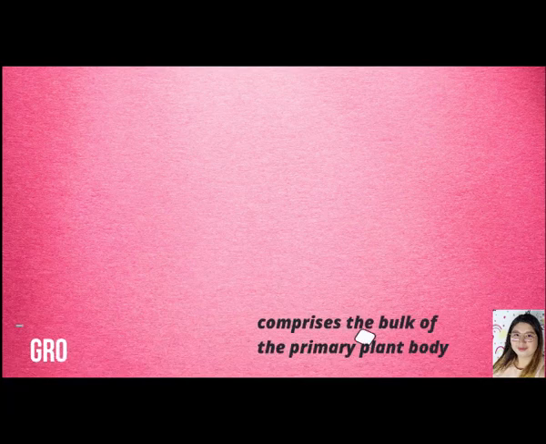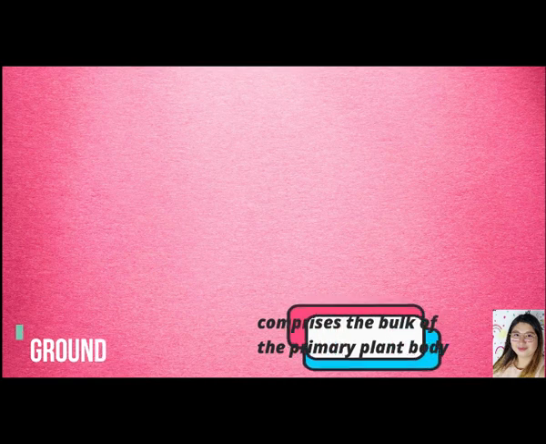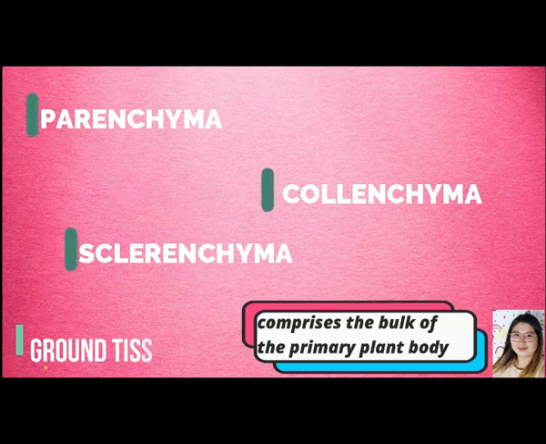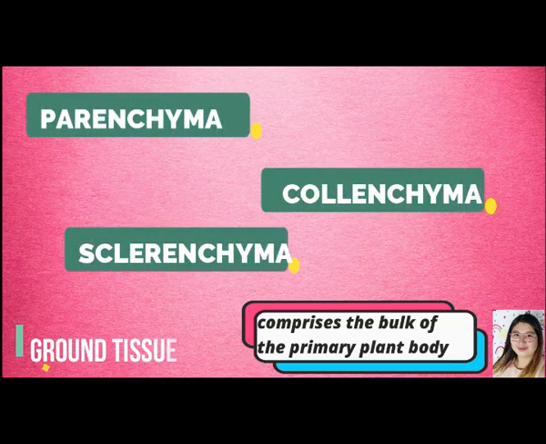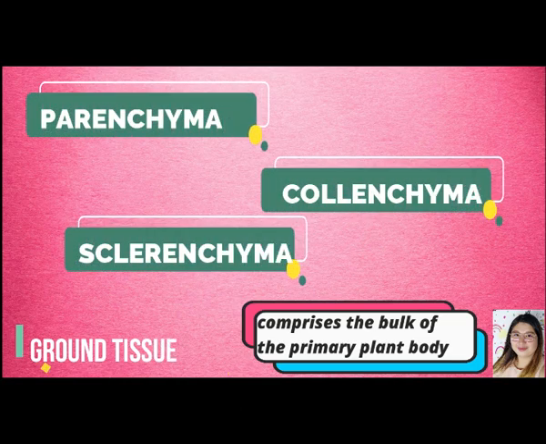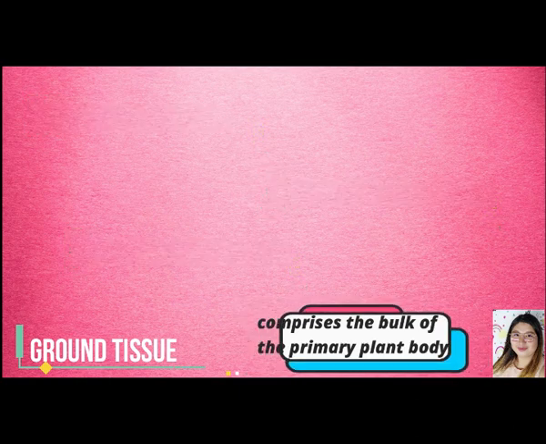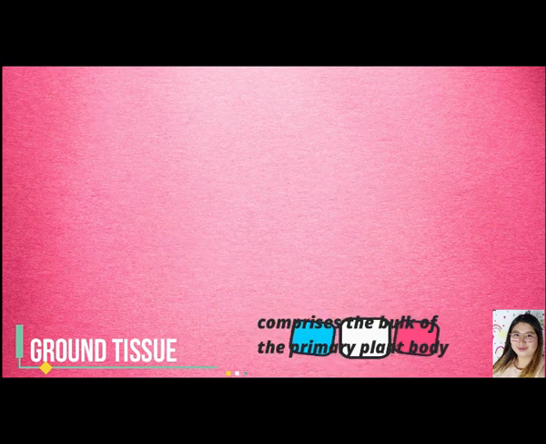So number 2, let's have the ground tissue. It comprises the bulk. So parang halos majority ito ng katawan ng halaman natin. So meron tayong 3 klase ng cells dito. We have the parenchyma, the collenchyma, and then the sclerenchyma. So madali lang i-compare tong 3 mga cells nito na nasa loob ng plant body natin. So ulitin ko kanina, the dermal tissue, it's the outside. Pagpapasok tayo sa loob, you have the ground tissue.